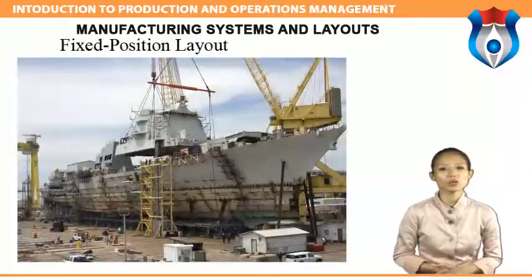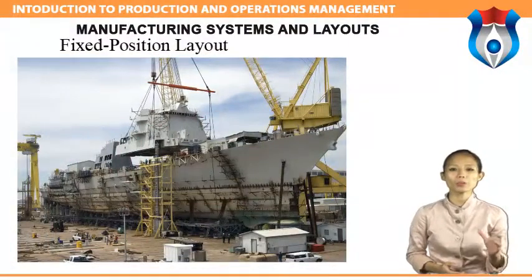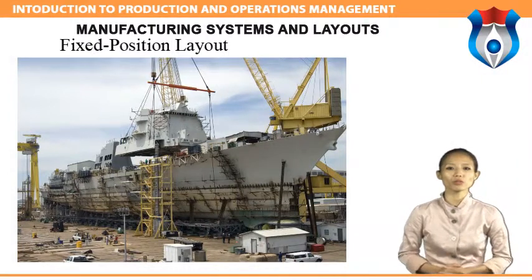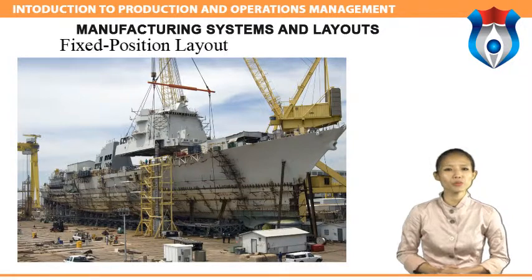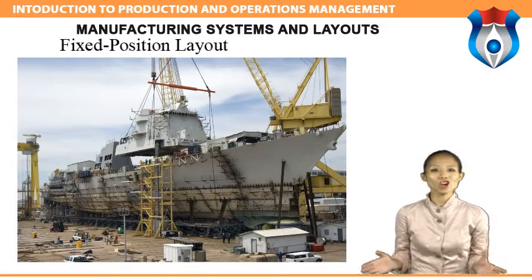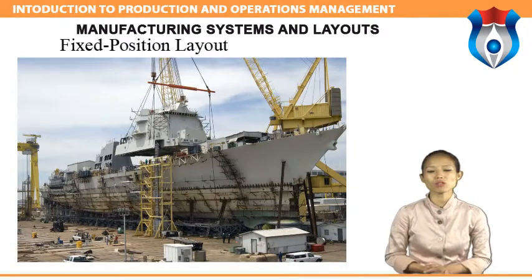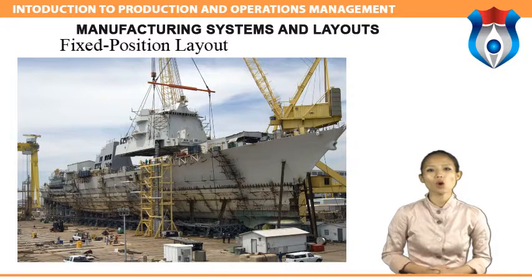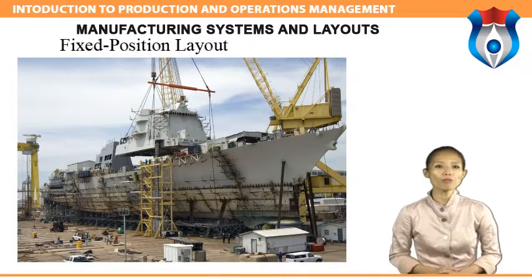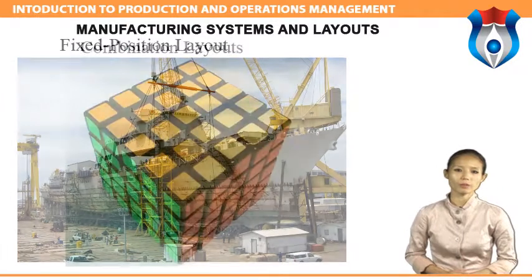Fixed position layout. A fixed position layout is appropriate for a product that is too large or too heavy to move. For example, ships are not produced on an assembly line. For services, other reasons may dictate the fixed position. For example, a hospital operating room where doctors, nurses, and medical equipment are brought to the patient. Other fixed position layout examples include construction, for example buildings, dams, and electric or nuclear power plants, shipbuilding, aircraft, aerospace, farming, drilling for oil, home repair, and automated car washes.